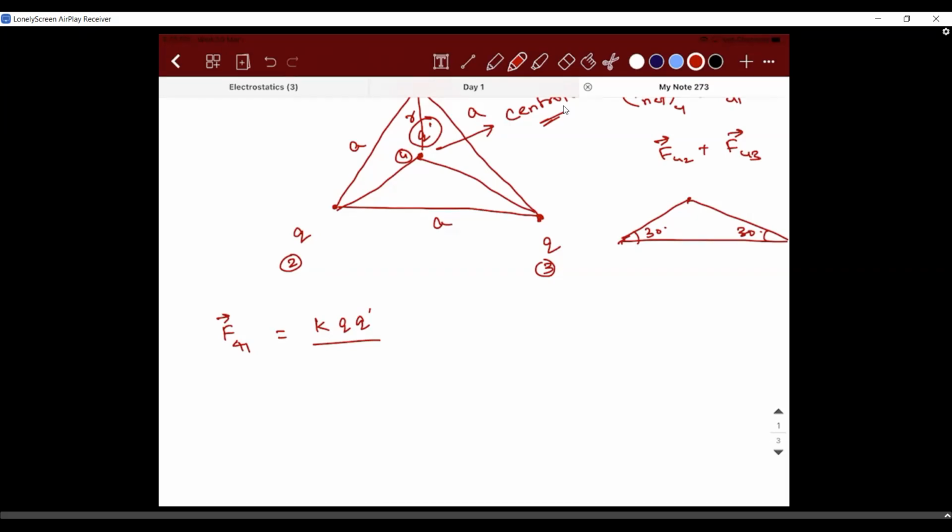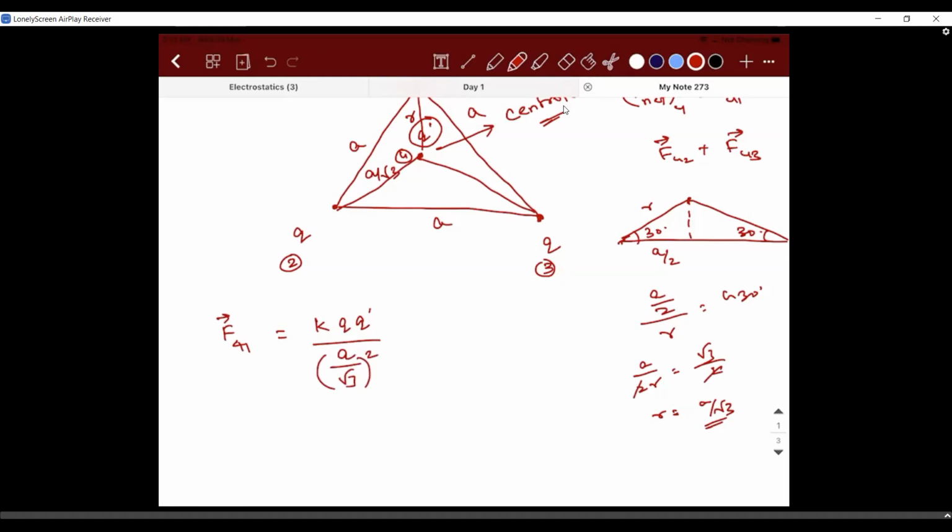So if it is going to be 30 degrees here, then if I drop a perpendicular, what is my objective? This distance is r, then this distance is a by 2. So what will be the value of a by 2 divided by r? Sine or cos? Cos. It is cos 30 degrees. So a by 2r is equal to root 3 by 2. 2 and 2 will get cancelled. r is equal to a divided by root 3. Correct? So I can write a divided by root 3 the whole square.